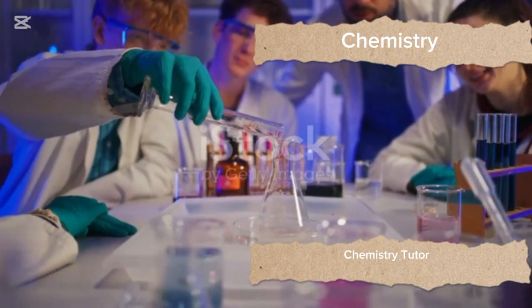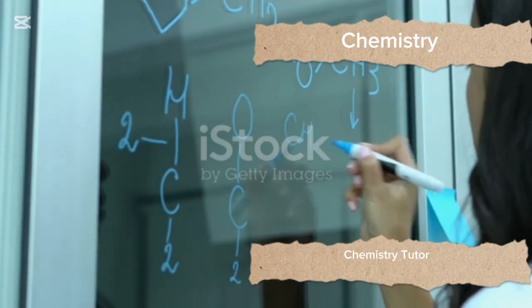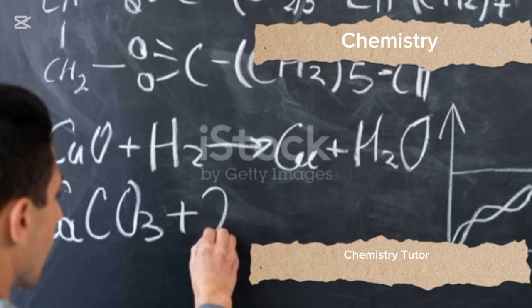Okay, science fans, are you ready to balance some redox reactions? It can look tricky at first, but if we follow a set of steps, it becomes much, much easier. The most common way to do this is called the half reaction method.